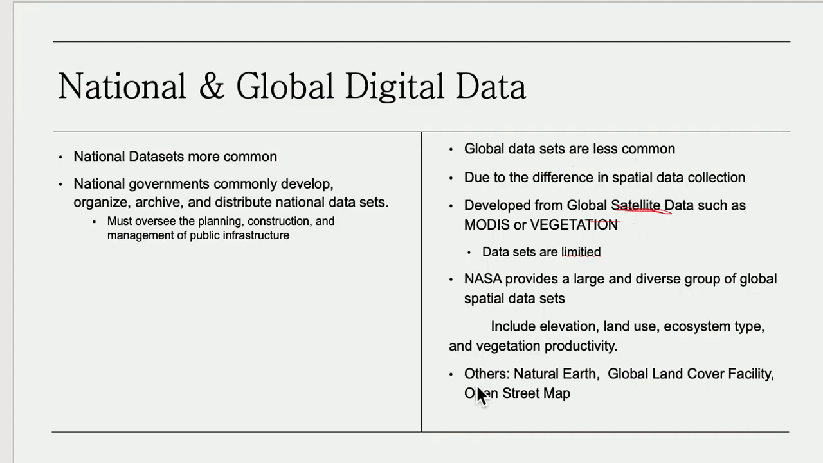Other global data sets are Natural Earth. Natural Earth is a volunteer collaboration. And there is Global Land Cover Facility as well as OpenStreetMap. In the beginning of the semester, we looked at how OpenStreetMap was used for the disaster that occurred in Haiti with that major earthquake, and how there were volunteers coordinating and plotting spatial locations so they could get help. So again, OpenStreetMap is an international volunteer collaboration.